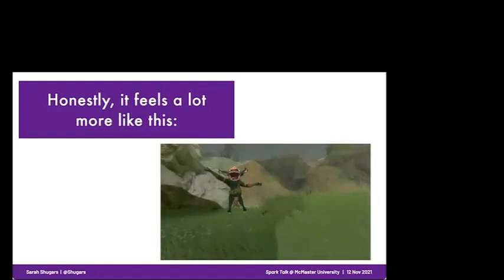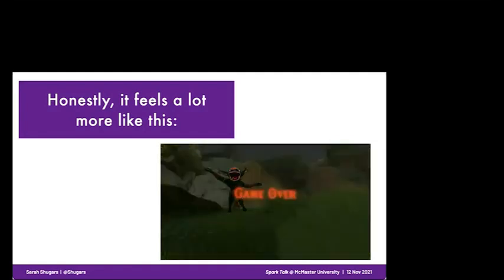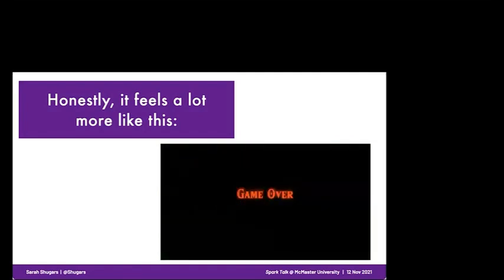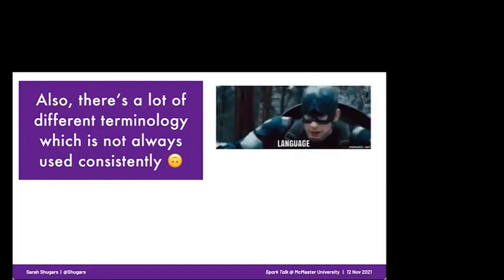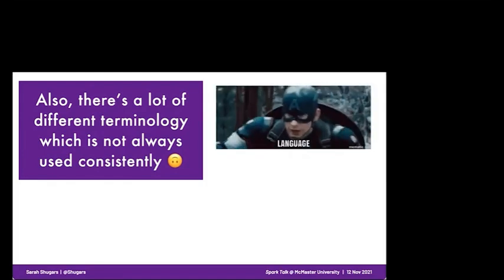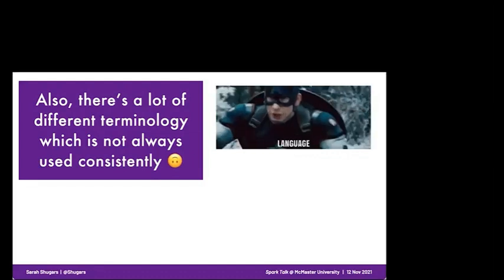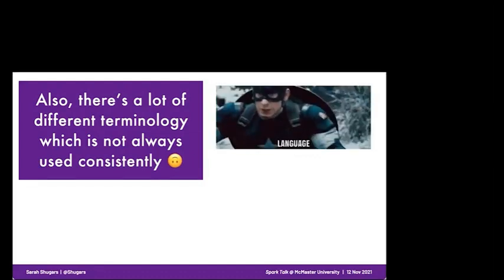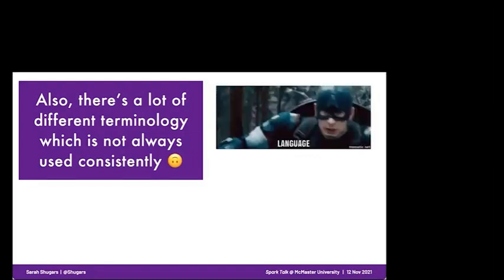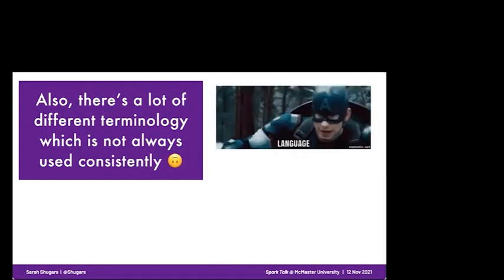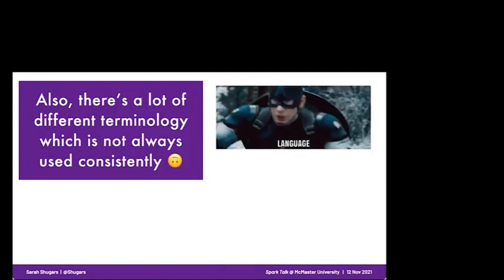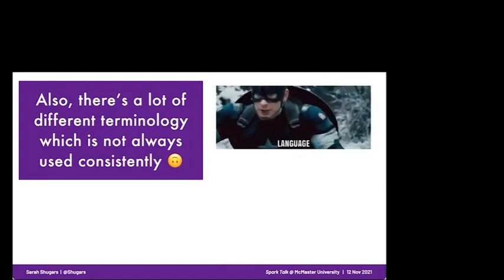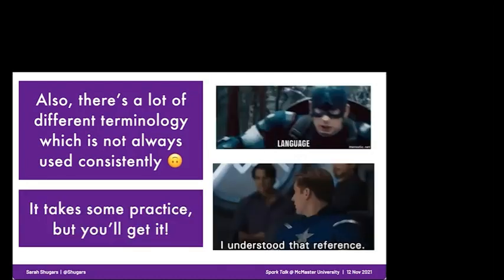But that is just what it looks like, and you're not doing it wrong if that's how you experience it. The other thing I want to note is that there's a lot of different terminology which is used inconsistently. Different fields have different terms that they use. Sometimes terms will be used interchangeably. Sometimes they'll be used to indicate slightly different things. A lot of these terms don't have universal definitions that everybody agrees to. So that can also be a barrier and be really frustrating.